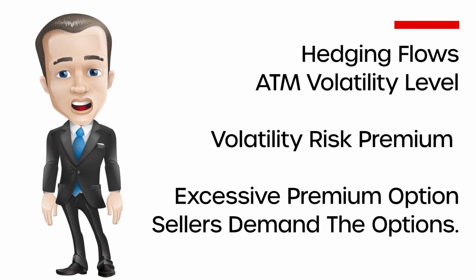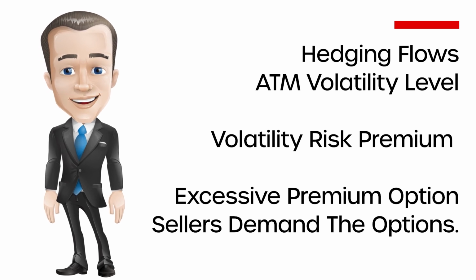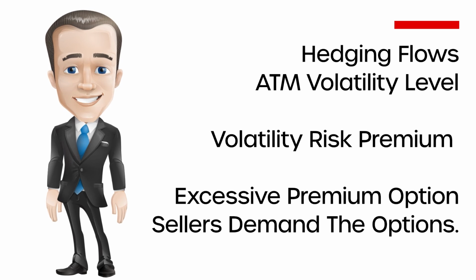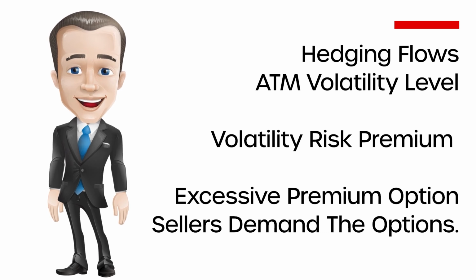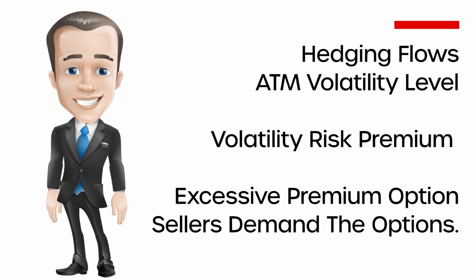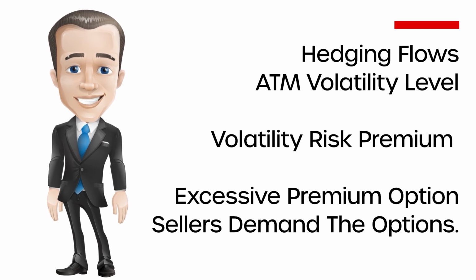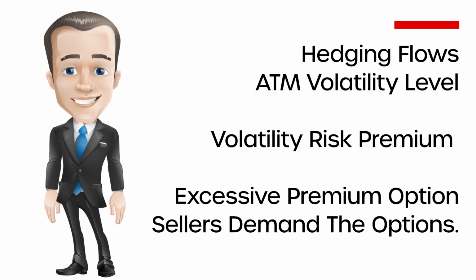ATM volatility level. The ATM volatility level is mostly used to gauge the volatility risk premium, in other words, the excessive premium option sellers demand for the options. The question we need to ask ourselves is, excessive premium related to what? Most practitioners will compare the implied volatility for period T to the same length of historical volatility window, for example, implied 1 month volume to realized of the last 1 month. This inherently means that we assume the future underlying dynamic will be similar to the historical realized price dynamic.